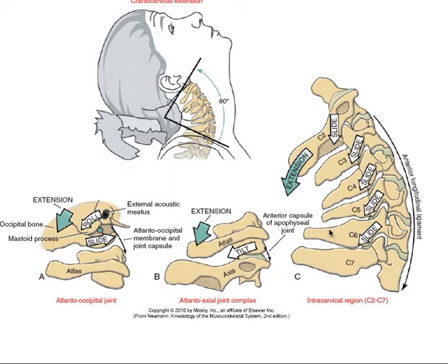Now as we go more inferior, and now we're talking about the articulation between C2 and C3, and below that, these are plane synovial joints, and so with extension, there's simply a posterior slide.